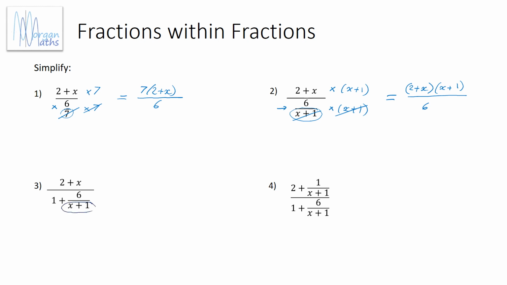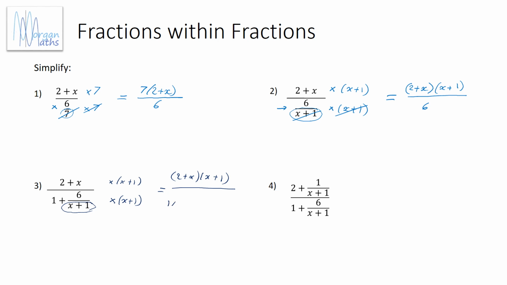So if you do this, you have to do the same at the top. Now, what happens if you do that? Well, at the top, you're going to have 2 plus x multiplied by this x plus 1. And at the denominator, you're going to have the 1 that you multiply by x plus 1, plus this fraction of 6 over x plus 1 that you multiply by x plus 1.